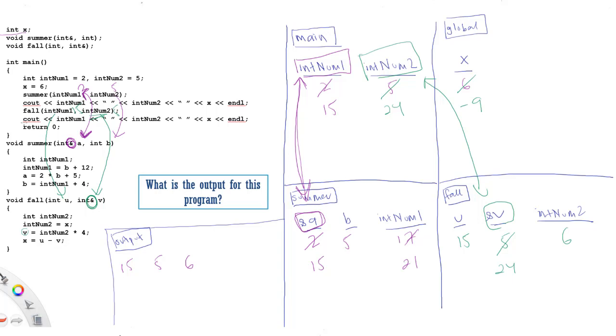So we have the next line, which is cout int num1. Since int num1 was 15, again it uses 15, and then space, and then int num2, which has been updated to 24, so this has become 24, and then space, and then x, which is negative 9. So that is the end of the program. The output is 15, 5, 6, 15, 24, negative 9. And this is how it works with reference parameter. Anything that is updated here will also be updated to the one that is linked to it.